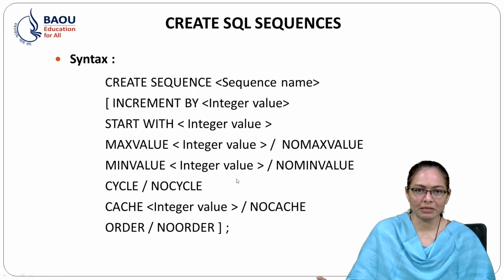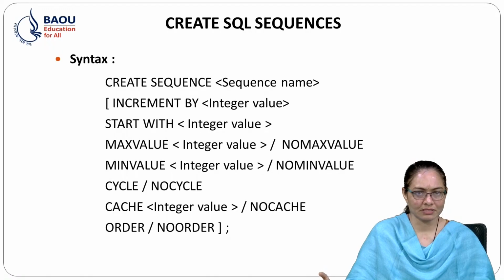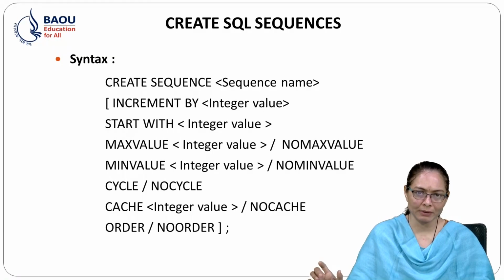Now no minimum value is used to not provide the minimum value in a sequence. It is a default clause. It is optional. The cycle is used when the sequence generates repeated values after reaching the maximum value. The sequence continues to generate the repeated values after reaching the specified maximum value. And no cycle is used so the sequence cannot generate repeated values after reaching the maximum value. For this, cycle, no cycle is used.